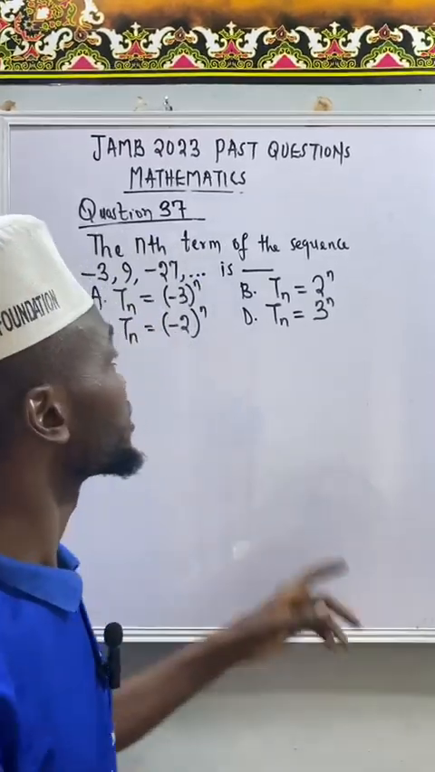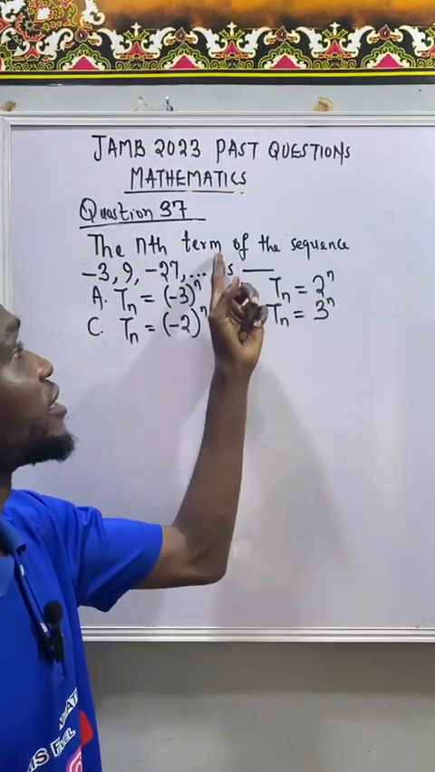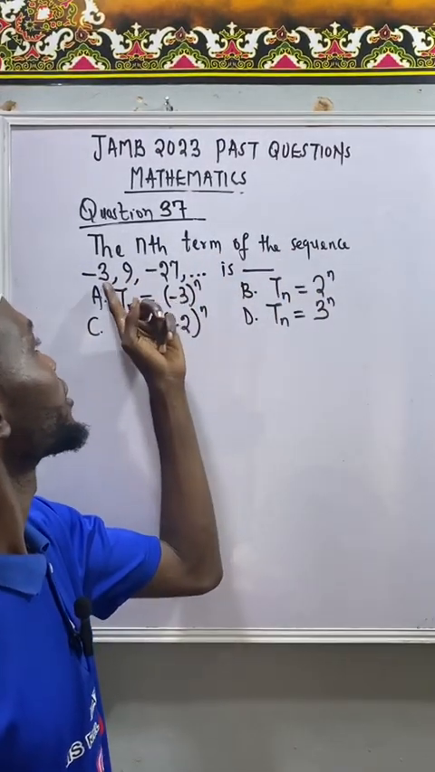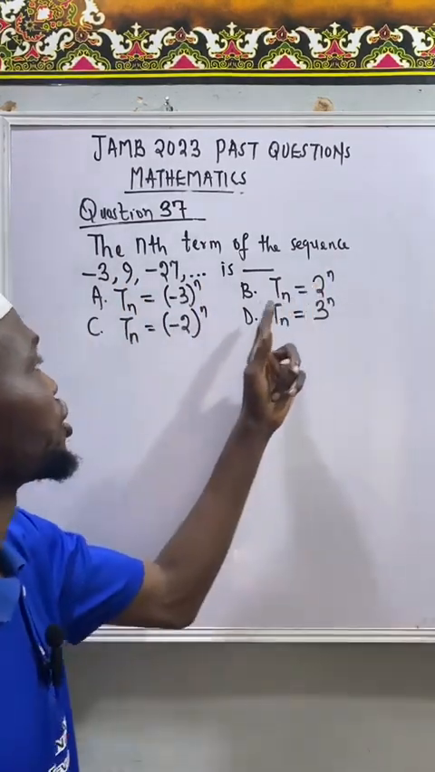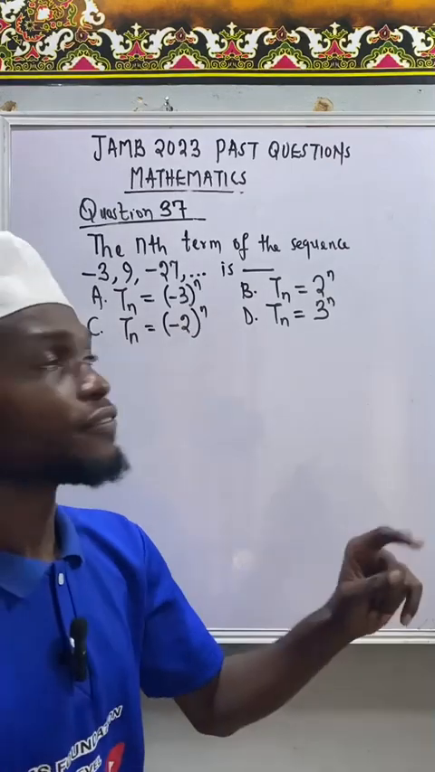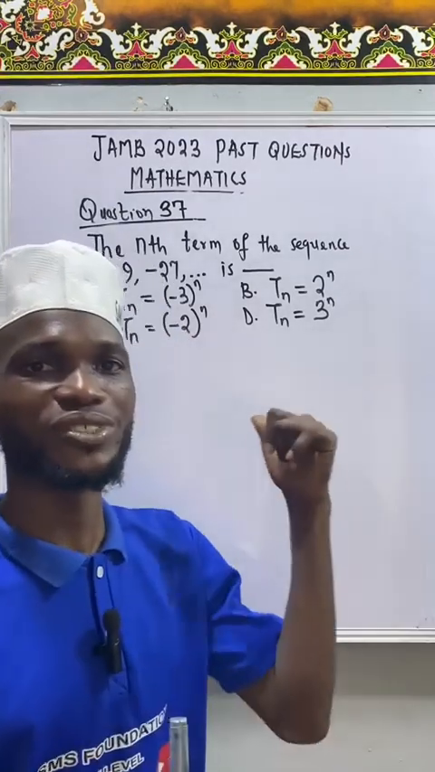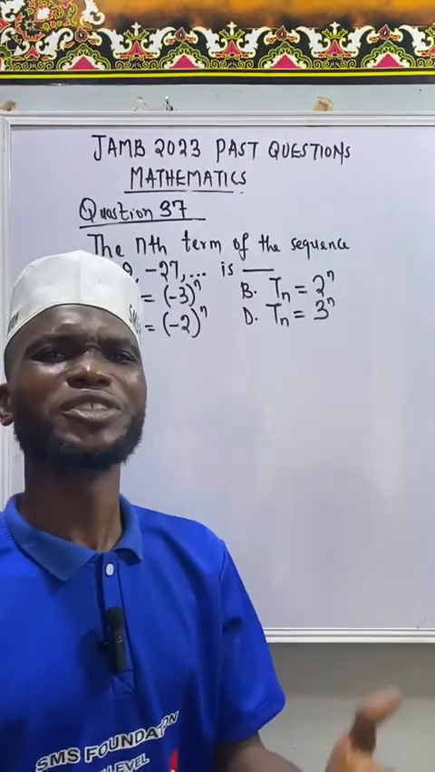Question 37, JAMB Mathematics. The nth term of the sequence minus 3, 9, minus 27, and continues like that is dash. Let's see. First of all, we need to know what kind of sequence this is. What is even a sequence?